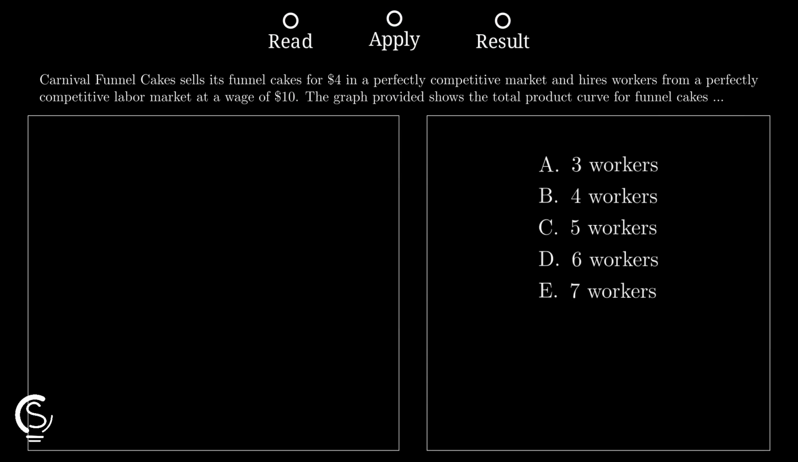First, we need to calculate the marginal product of labor for each worker. This is the change in total funnel cakes produced when we add one more person to the staff.